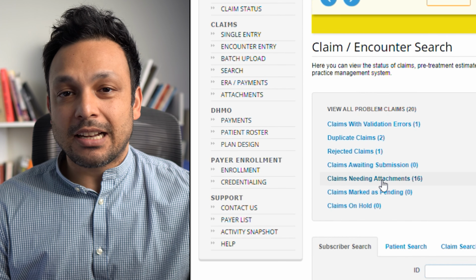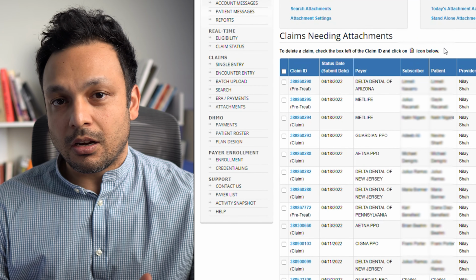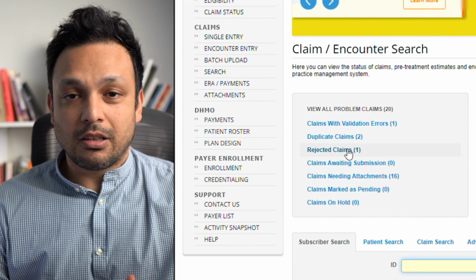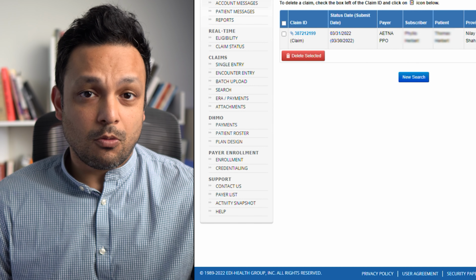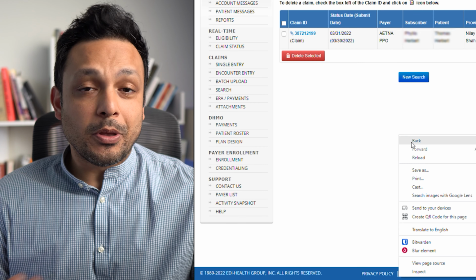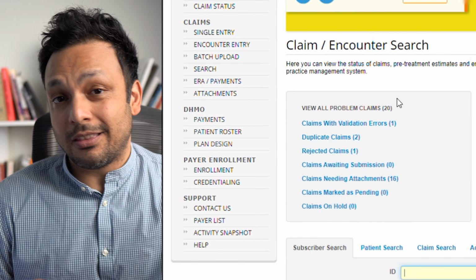If the patient is inactive on the plan, it will show up right here when the claim is sent electronically. This way you can reach out to the patient right away instead of waiting for the EOB to come back from the insurance plan letting you know that they're inactive.